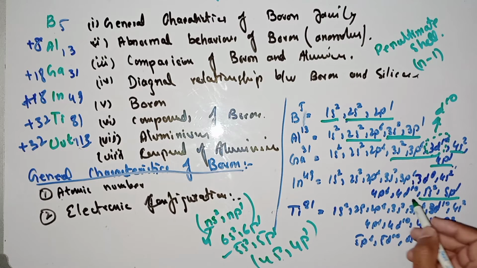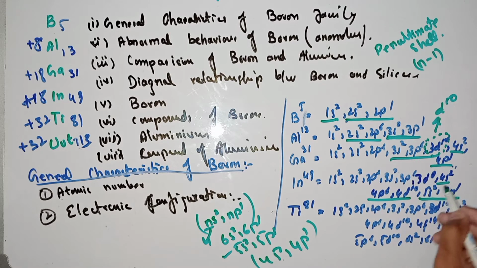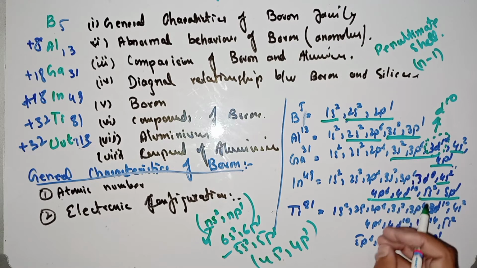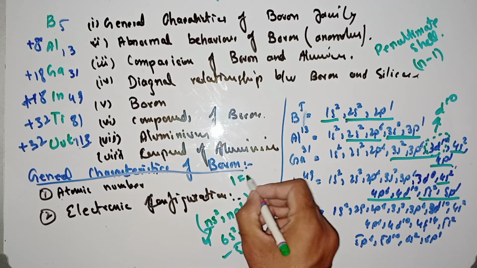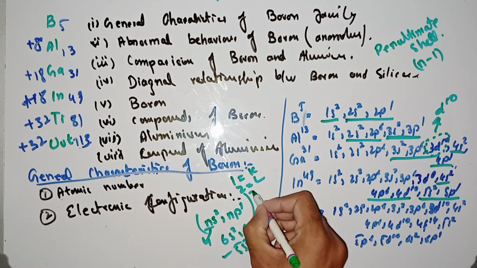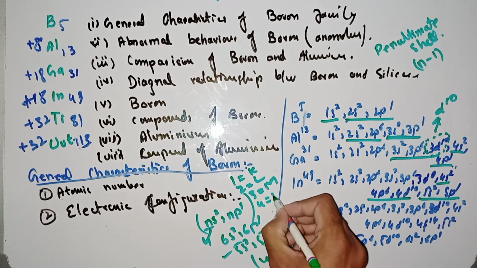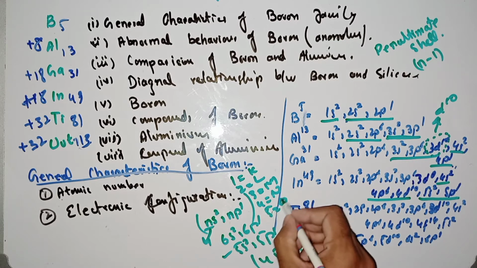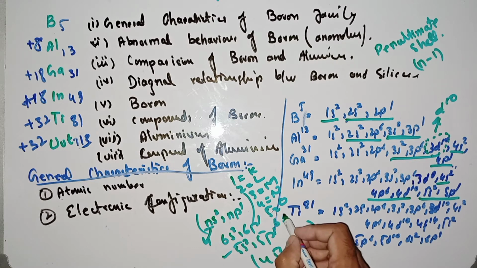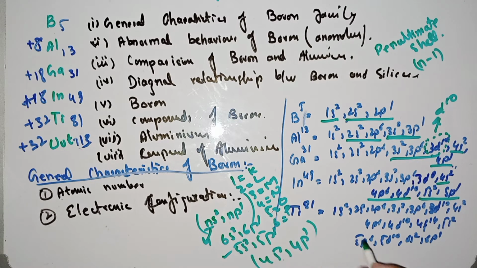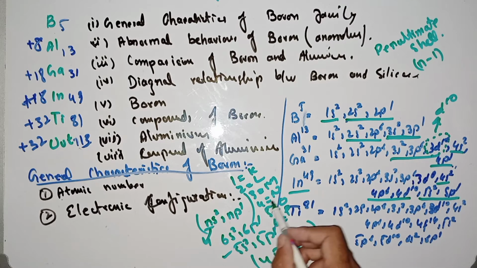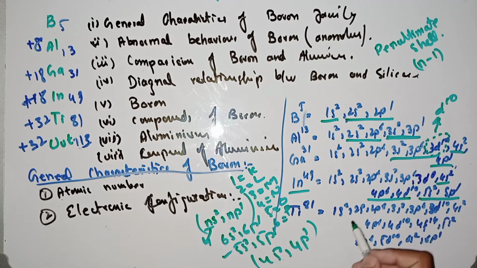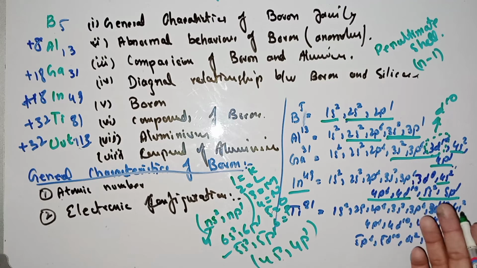In indium the penultimate shell will be the 4th shell. The shells are called K, L, M, N: the first shell is called K shell, the second L shell, the third M shell, the fourth N shell, the fifth O shell, and the sixth P shell. So in indium the fifth shell, the O shell, is called the valence shell, while the fourth shell, the N shell, is called the penultimate shell, because it is inside the valence shell.